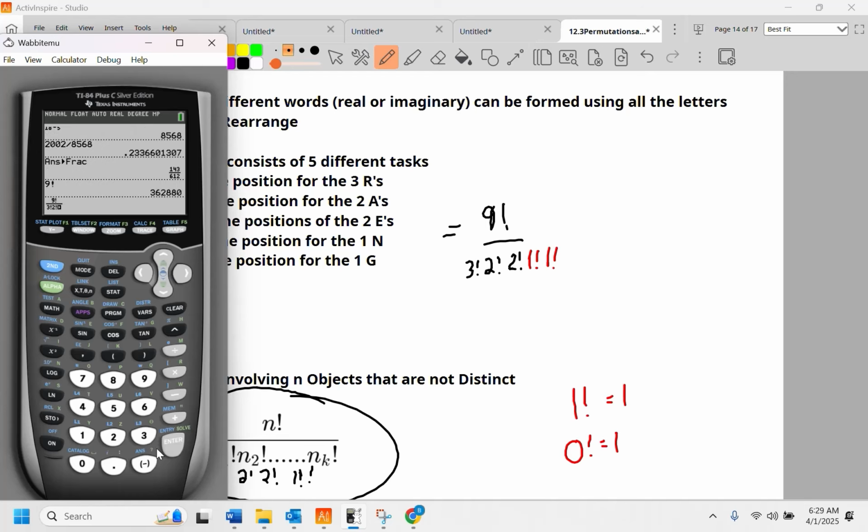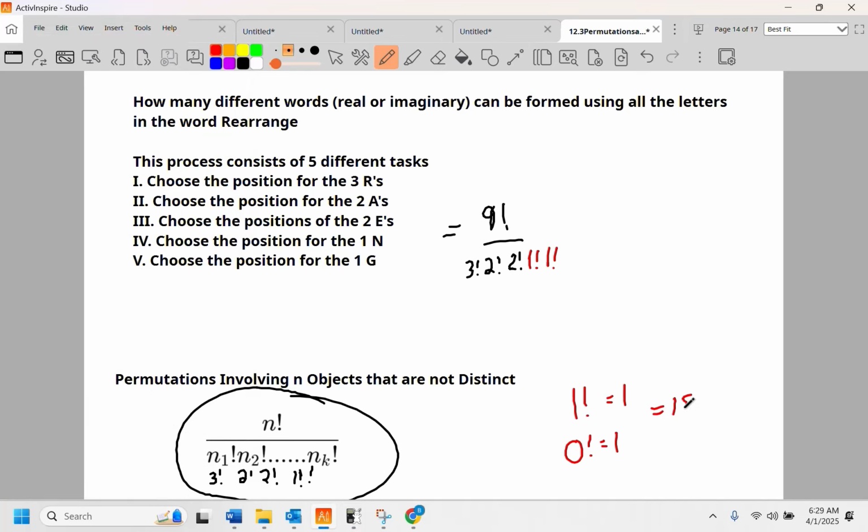Probably won't. And I'm not going to put in the 1 factorials because 1 factorial is just 1. If you understand math, you know you don't need it. So there's 15,120 ways to rearrange the letters and create new real or imaginary words from the word rearrange. Kind of interesting little problem.